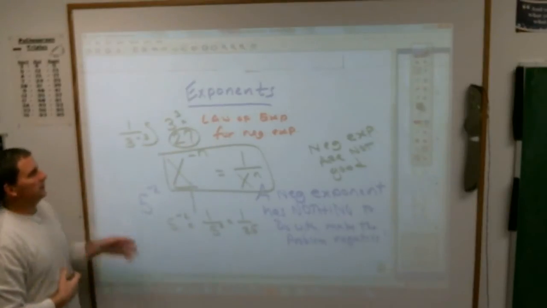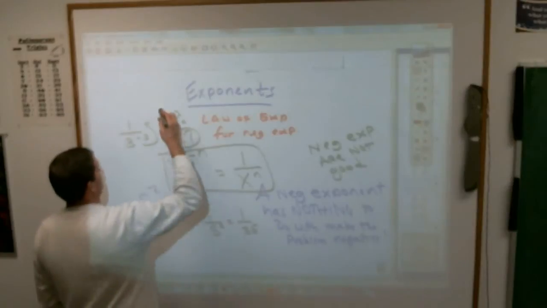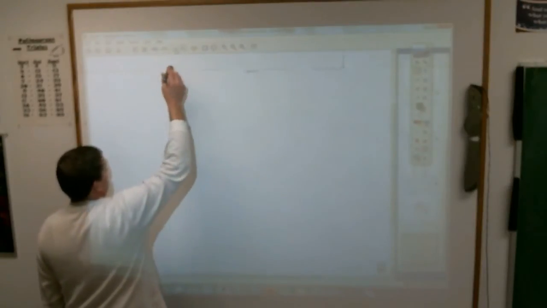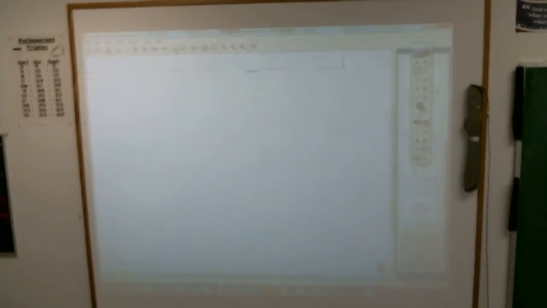Which looks goofy, because how can 1 over 3 to the negative 3rd power equal 27? It just does. And I can tell you, you will forget this. I have 8th graders who've been doing it for 2 years, and they still don't quite get it. So let's look at a whole bunch of examples here.